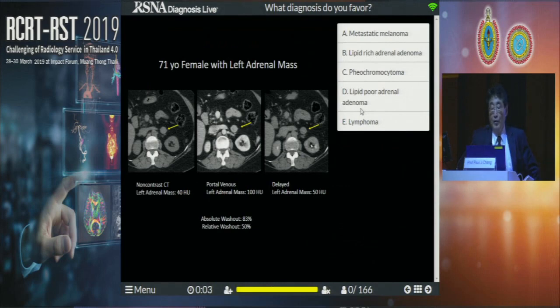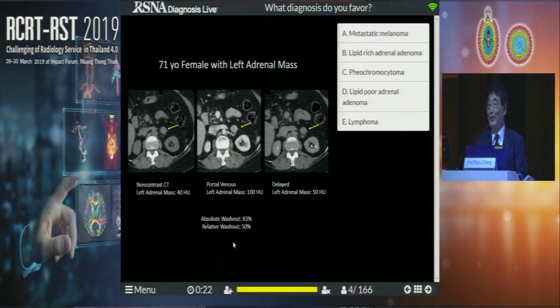71-year-old female with left adrenal mass. I'm going to show you this. This is the non-contrast CT, the left adrenal mass, 40 Hounsfield units. This is portal venous, 100, delay, 90. And for those of you who can't do mathematics really fast, the absolute washout is 83%, the relative washout is 50%. What diagnosis do you favor?